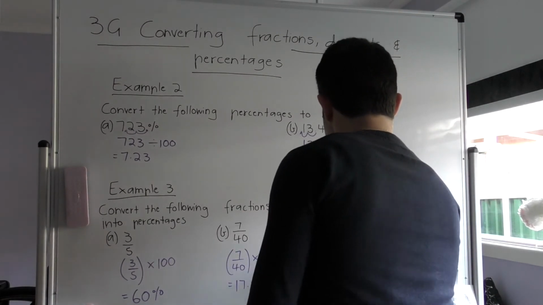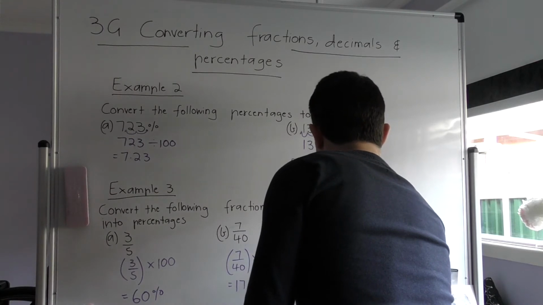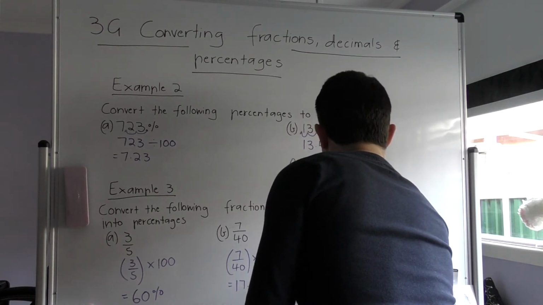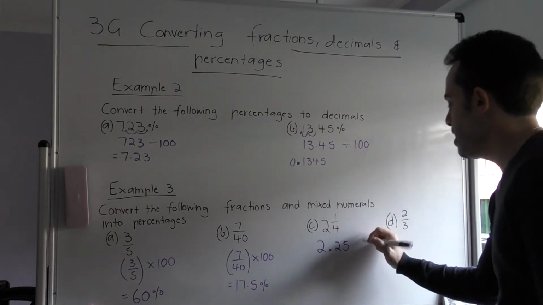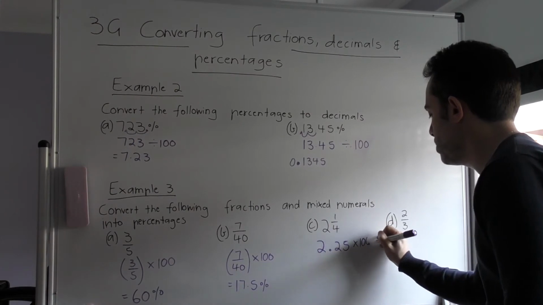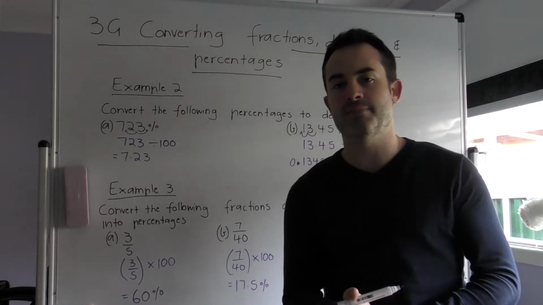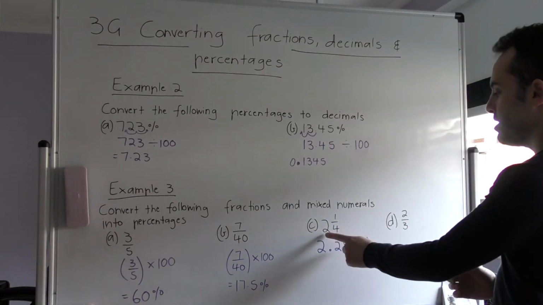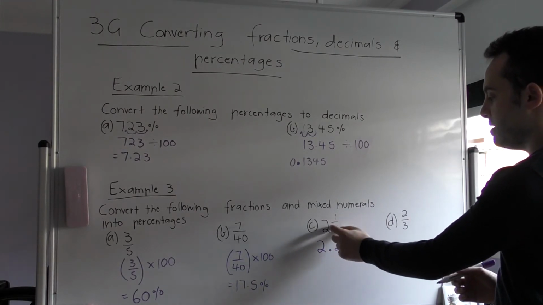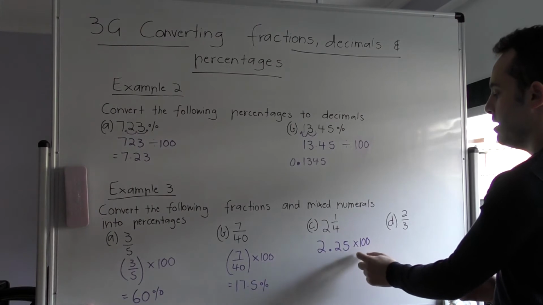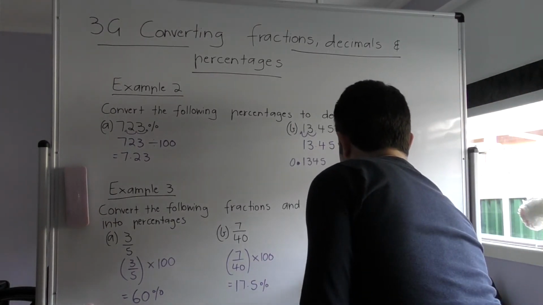So, we can do, with this one, I would go 2.25. I would write that as a decimal, and then I would times that by 100 just to make sure that I do it correctly, okay? Because sometimes you can get mixed up with the brackets when it's mixed numbers. So if it's a mixed number, put in your whole number, put a decimal point, and then find out what that fraction is. Write that there, and then times it by 100. So we're going to get 225%.